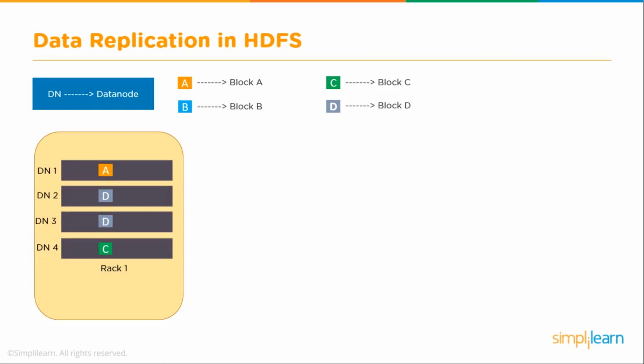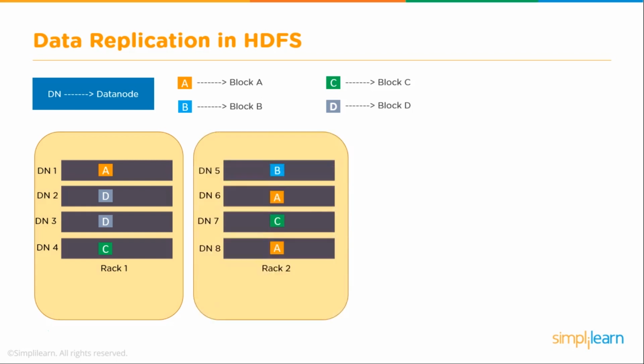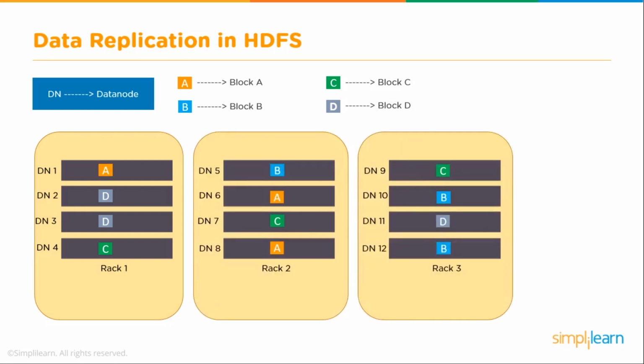So if I have a block A on data node 1, I would never have a replica of block A on data node 1. So it would obviously be on some other machine. And replication has a second rule when it comes to a rack aware cluster.